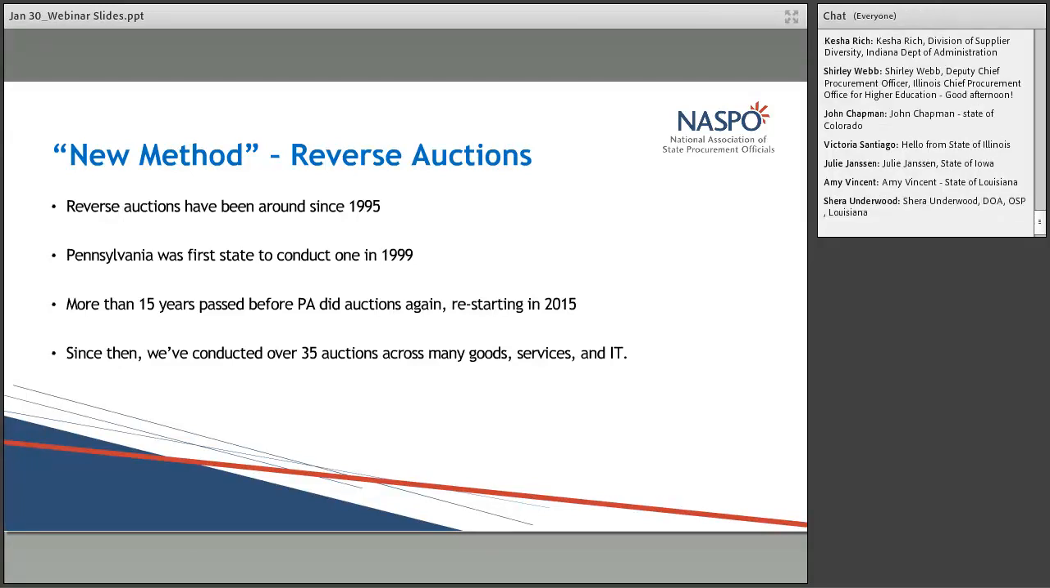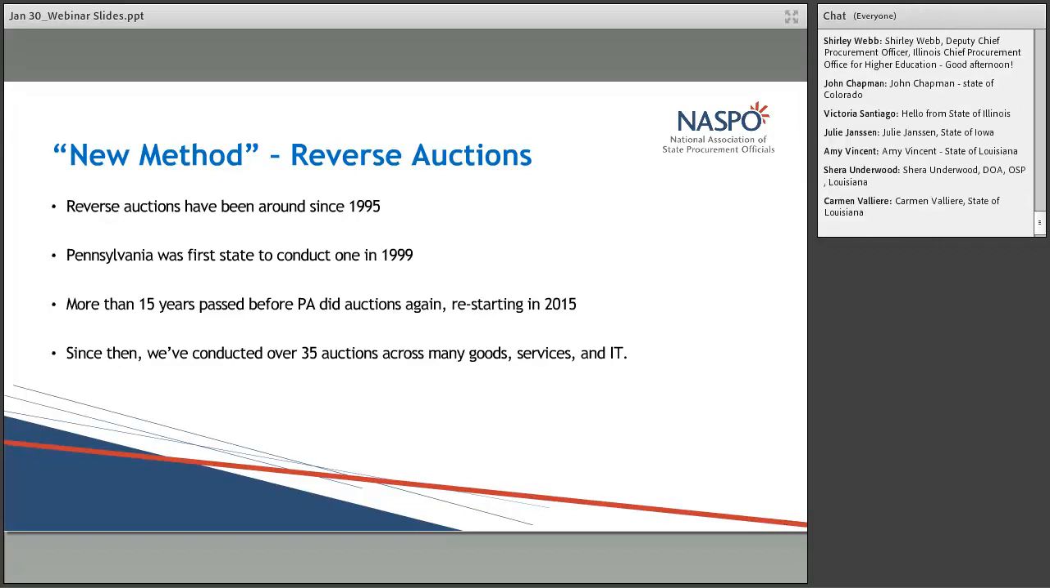However, more than 15 years went by before Pennsylvania did another auction. So we restarted them in 2015, in April of that year, about a month after I joined the Commonwealth as the CPO. So since then, we've done over 35 auctions across all types of goods, services, and IT.